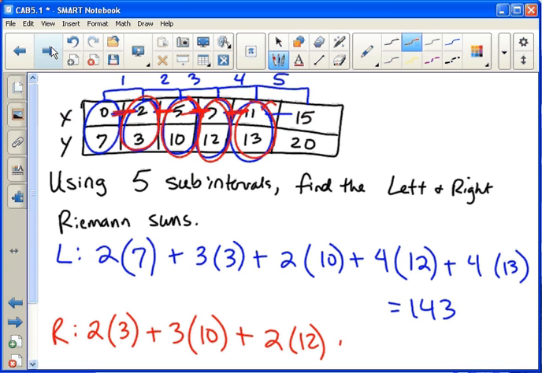Okay, so when you plug all this in, you get 2 times 3 plus 3 times 10 plus 2 times 12 plus 4 times 13 plus 4 times 20. You should get, if I did it right, 192. So make sure if these subintervals are not the same, if they don't have the same width, that you do each one individually.